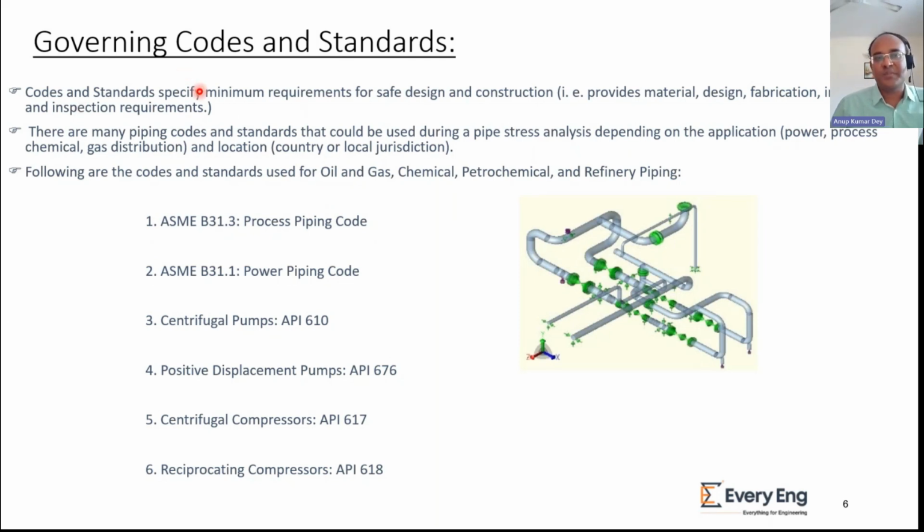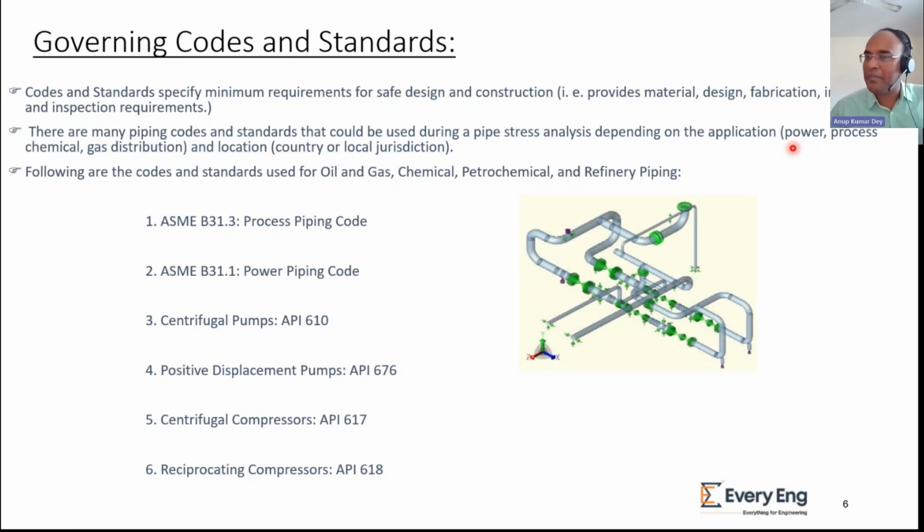Now, codes and standards specify minimum requirements for safe design and construction. So these codes and standards provide us guidelines or requirements for the safety and easy and good construction, and they provide mainly material, design, fabrication, installation, and inspection requirements. All of those will be mentioned in the codes. There are many piping codes and standards that could be used during a pipe stress analysis depending on the application. So the application of codes and standards will vary based on the application also.